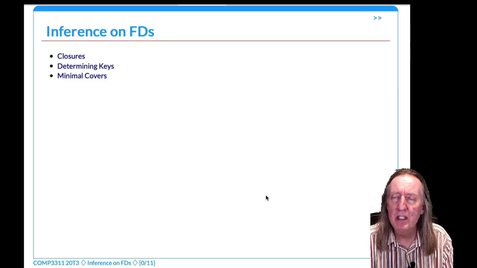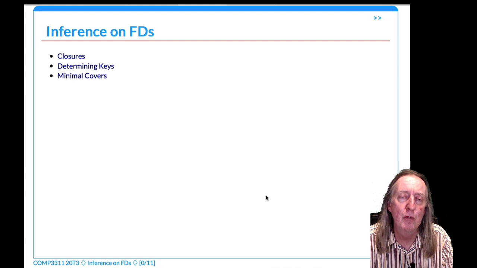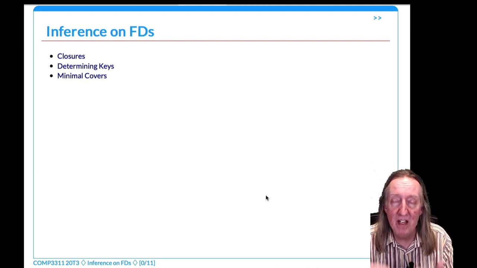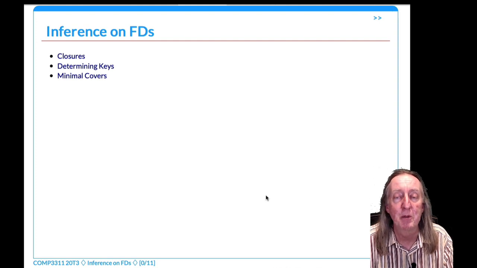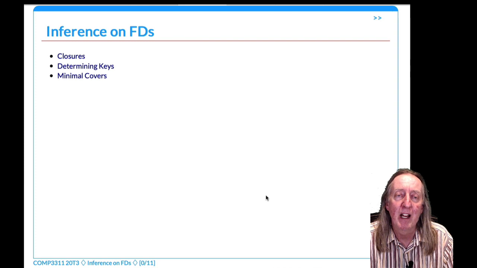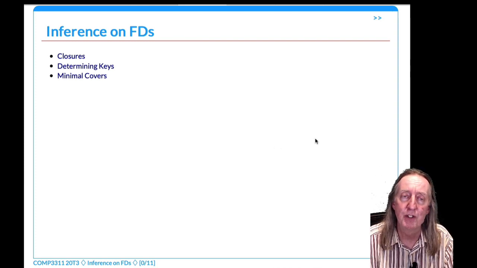Okay, well, we've seen Armstrong's axioms or rules where we can do derivations on functional dependencies. Here's a couple more useful mechanisms that actually eventually lead on to the stuff that we really want to talk about. But these are, if you like, prerequisites to the discussion of normalization.